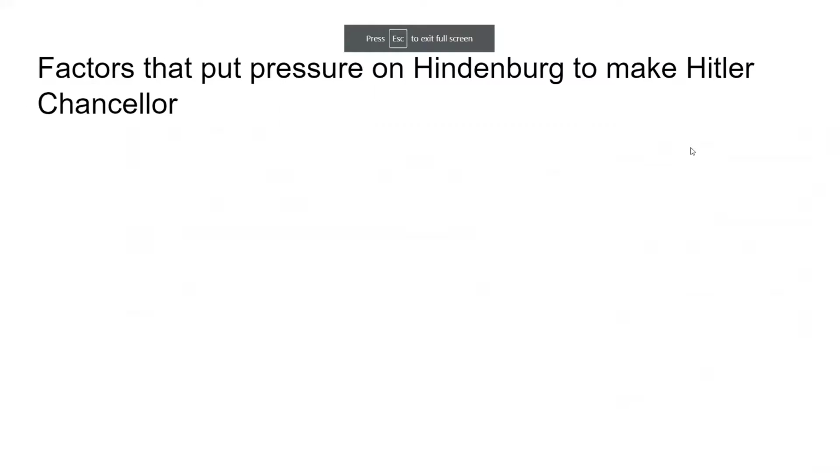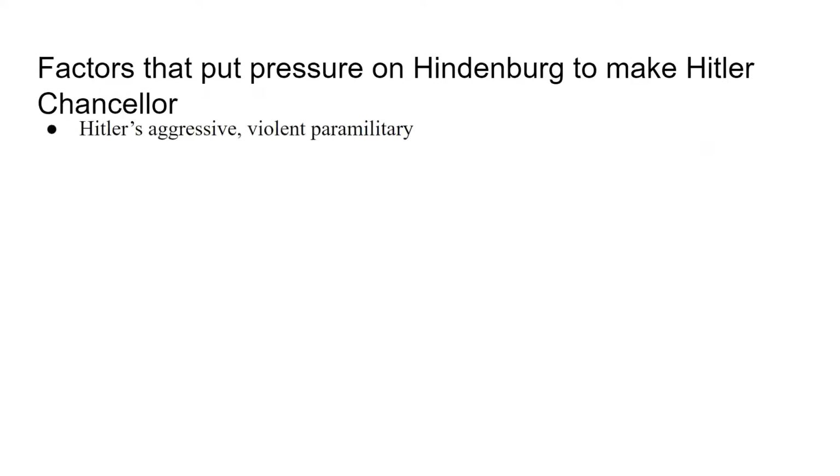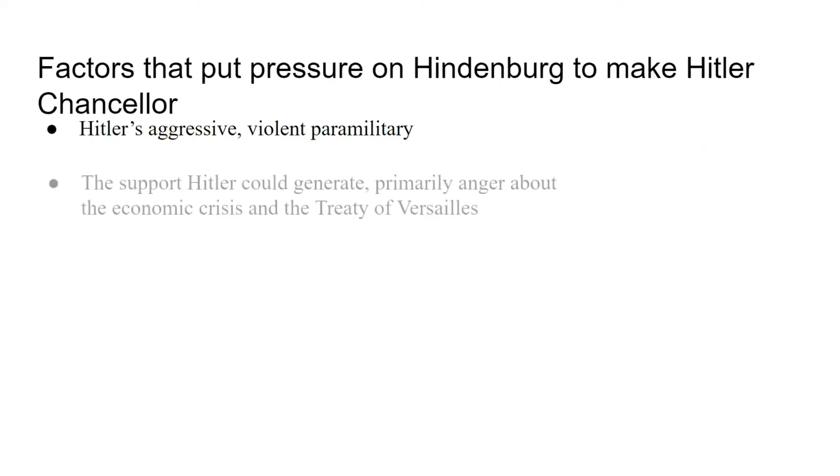Now, let's take a look at some factors that put pressure on Hindenburg to make Hitler chancellor. A quick summary. Hitler had his aggressive, violent paramilitary. The conservative politicians did not want to deal with the chaos of the SA and the SS fighting communists in the streets. They did not want to have to put up with them. And then Hitler had something they did not have. He could generate a lot of nationalism and economic populism, which the conservatives could not. And they kind of wanted that. They saw that of use to them.